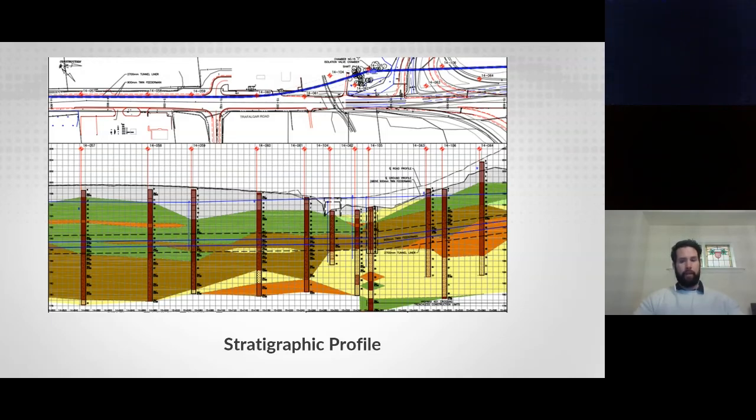So the gray area at the very top would be a Class A fill. The yellow would be Class B sands. Orange would be Class C silts. The brown would be the Class D non-plastic till, and the green would be the Class F plastic tills. But for all intents and purposes here, our tunnel alignment primarily goes through the Halton tills, whether it's the plastic or the non-plastic, and then with some sand lenses in very specific locations.